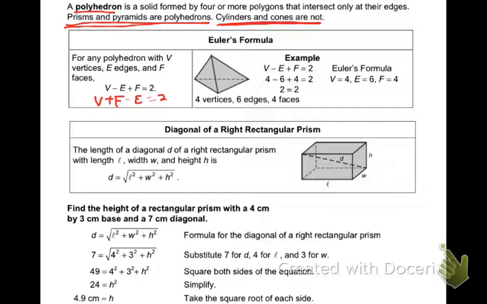And again, they show you here, this one has 4 vertices, 6 edges, and 4 faces. So 4 minus 6 plus 4 equals 2. 2 equals 2. So I know for sure that's true.